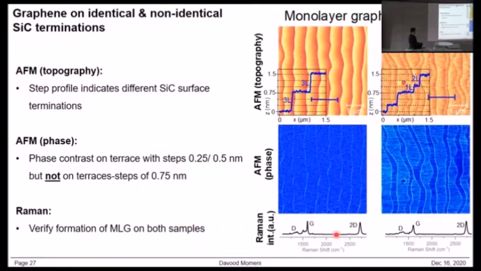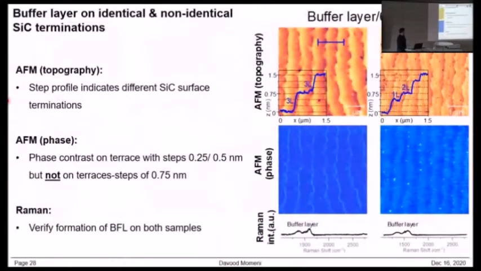Interestingly, the phase image of these two samples shows that when we have these sequential steps and terraces, we get some phase contrast on the neighboring terraces, which is not happening when we have 0.75 nanometer steps. This is the same scenario in the case of a buffer layer. Again, two buffer layer samples on 6H SiC. The Raman spectroscopy shows formation of the buffer layer. And again, the phase image shows that when we have steps of 0.25 and 0.5 nanometer, we see this contrast, which is not happening when we have 0.75 nanometer steps.